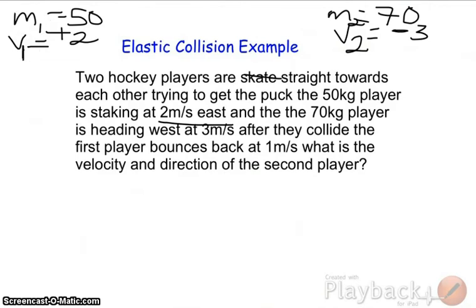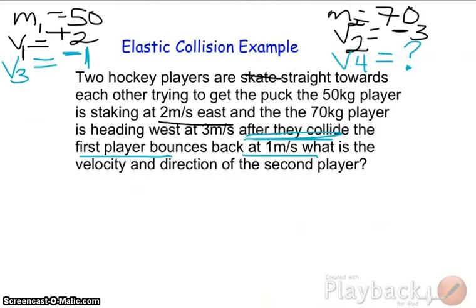Now M1 also has a V3, which is basically the velocity after, and M2 has a V4, which is the velocity after. So after they collide, the first player, the 50 kilogram, bounces back at 1 meter per second. So he goes back at a -1 meter per second. What's the velocity in direction of the second? So we're looking for V4.